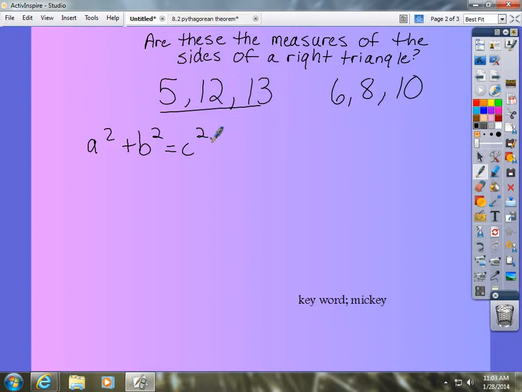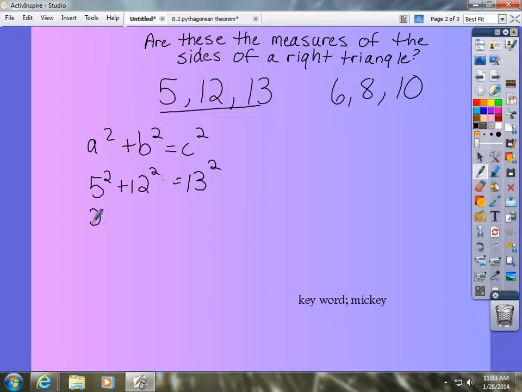And I'm always going to have my c be my largest number. Okay, so it doesn't matter what order the numbers are in, the c is always the biggest. So I'm going to put my 13 here. And then the other two can go in either place. I'm going to have 5 squared plus 12 squared. And I have to make sure that that equals 13 squared.